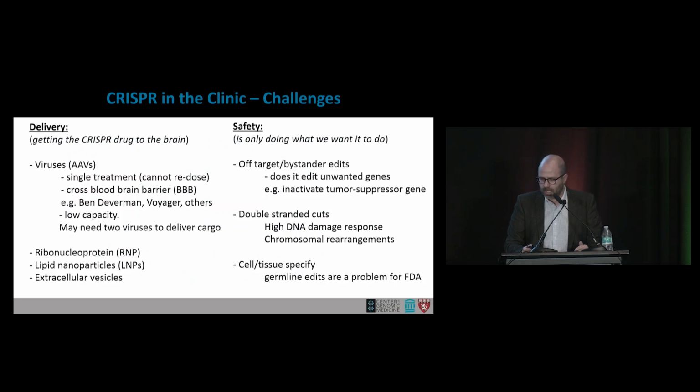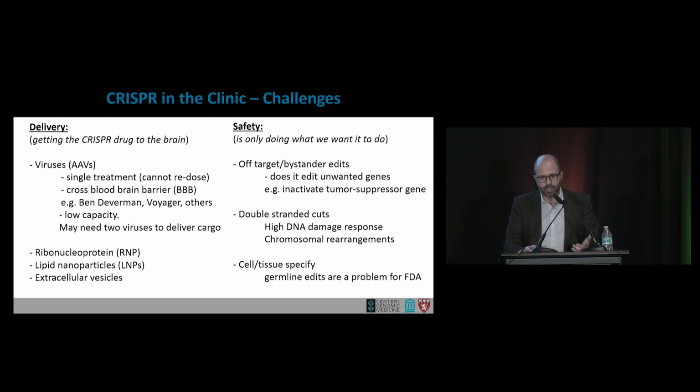Here I'm not going to go into too much detail, but I'm going to list some of the challenges. One, I would say, is delivery. Essentially, how do you get this CRISPR drug to the brain? Here I'm focusing a little bit on the problem we have, which is HD. Some of the easier strategies would be using viruses, AAVs particularly. They have advantages and disadvantages, so I'll touch on a few.